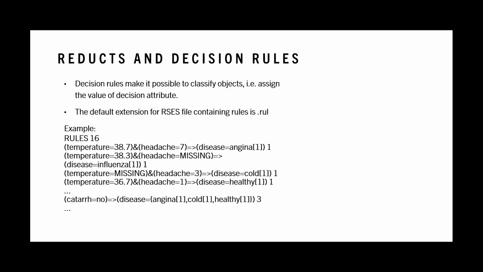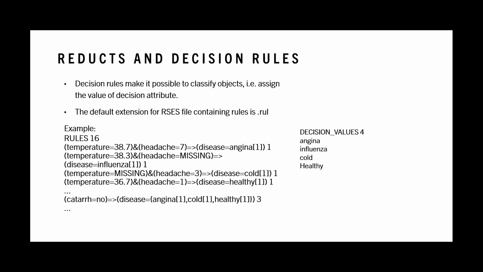Decision rules. These make it possible to classify the objects, that is, assign the value of the decision attribute. All the decision rules are stored in an RSES file with the extension .rul. In this example, there are 16 rules and 4 decision values. The decision values are angina, influenza, cold, and healthy.